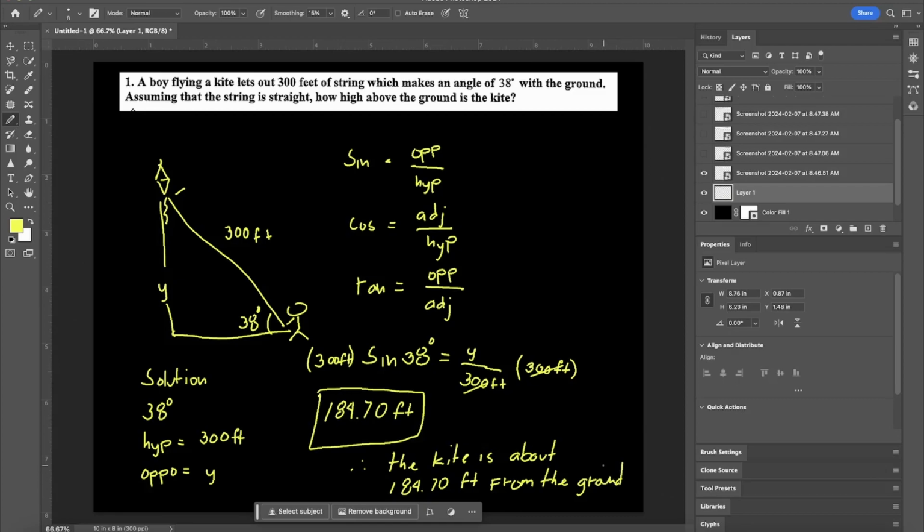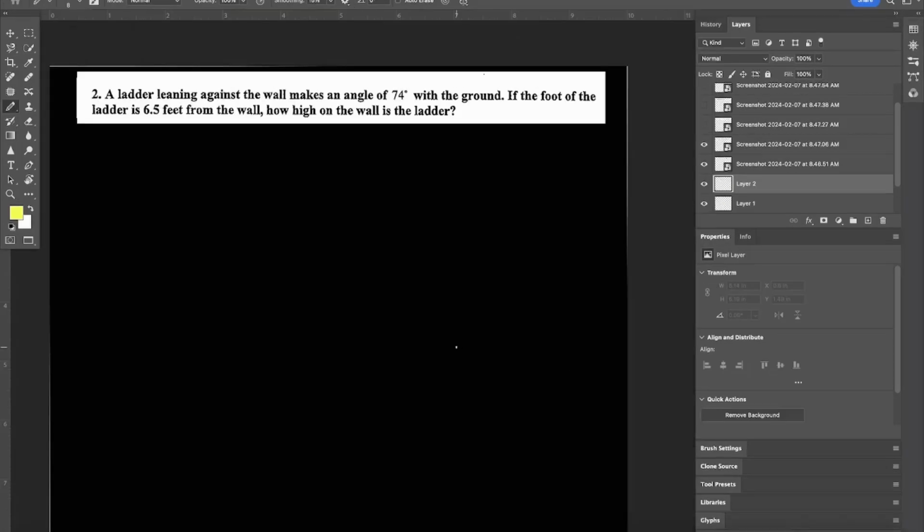And we are done with example number 1. Okay, example number 2. A ladder leaning against the wall makes an angle of 74 degrees with the ground. If the foot of the ladder is 6.5 feet from the wall, how high on the wall is the ladder?